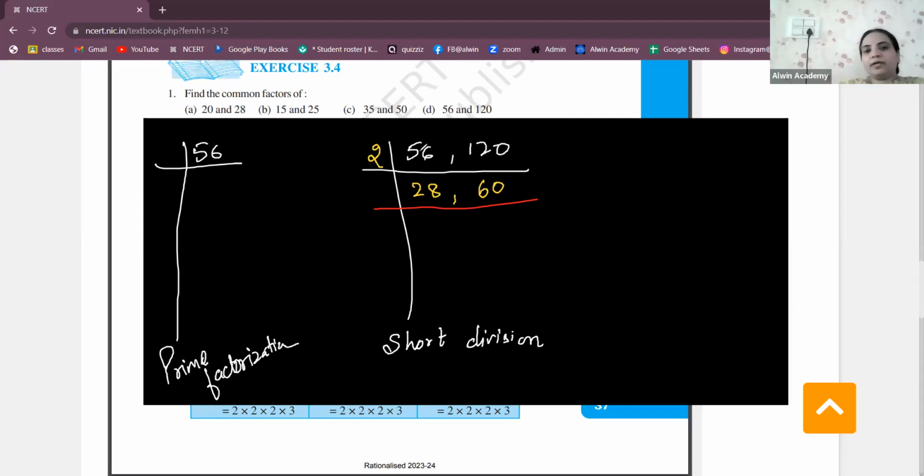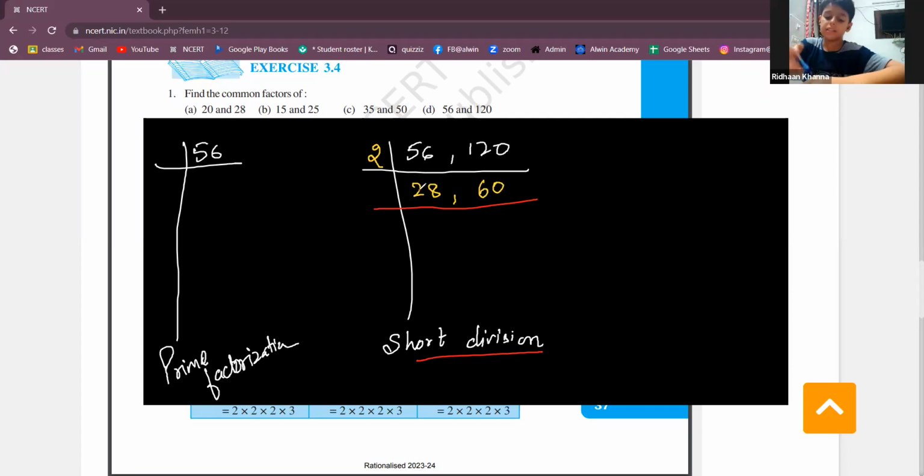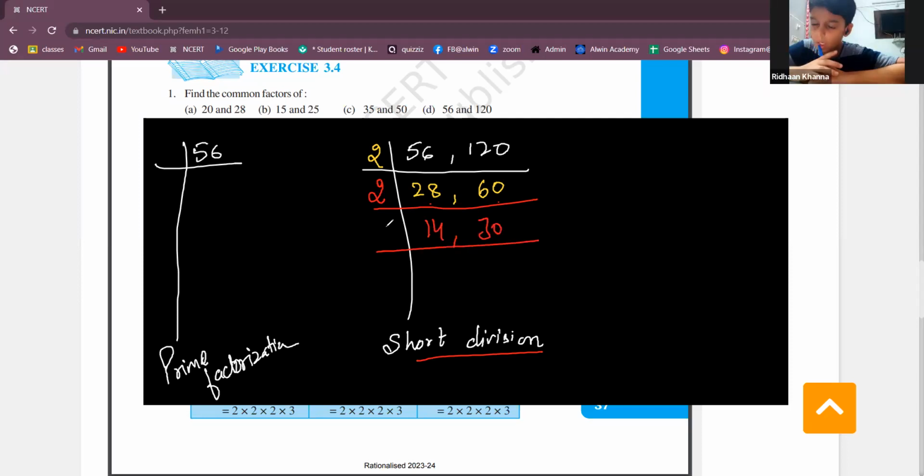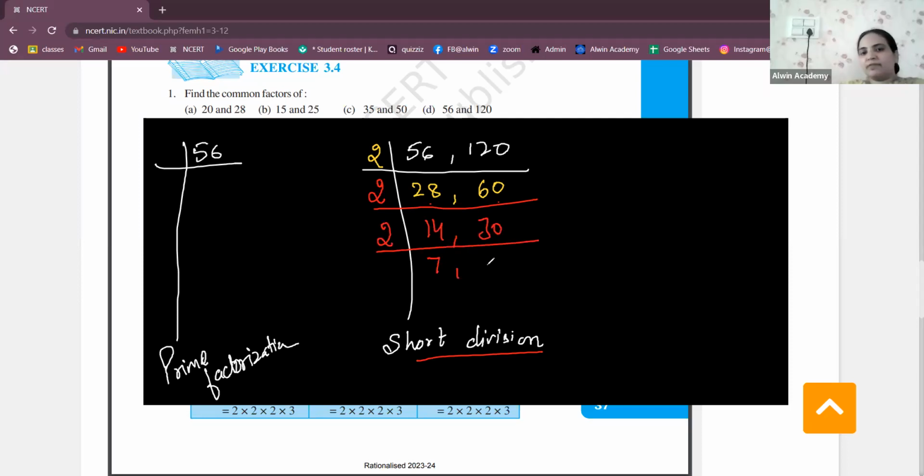So what we'll do here is, if we are doing this with short division method, 56 divided by 2 is 28 and 120 divided by 2 is 60. Now we'll divide it further with 28 and 60. Once again, what is it? This is 14 and this is 30, right? Now let's do it with 2 once again. This is 7 and this is 15. Now there is nothing in common between 7 and 15. So what are the common factors then?